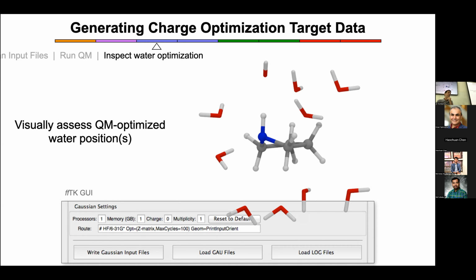Can the water be replaced with something else, or does it have to be water? At least for the CHARMM force field, it has to be water. In particular, it's TIP3P water. It's very specific. That's how they designed the force field. You could probably hack ffTK to do other molecules, but that's more advanced.